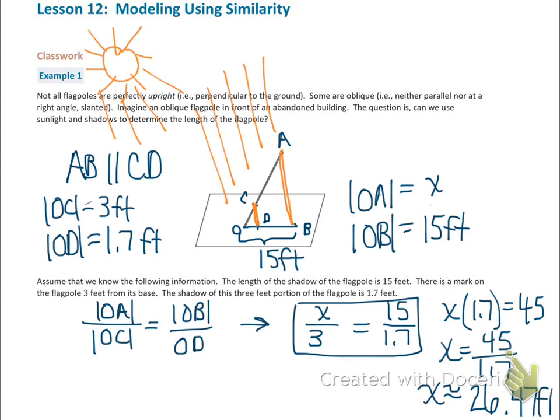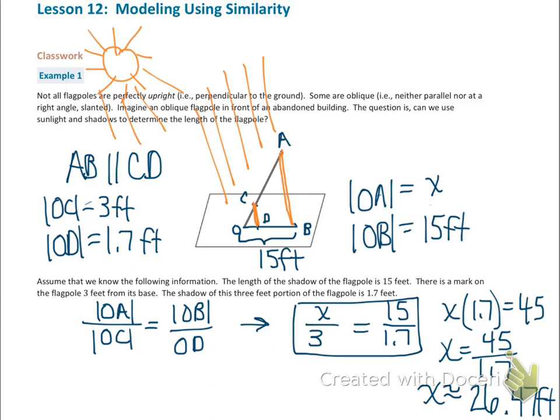So I should include feet in my answer. The length of the flagpole is about 26.5 feet. So it makes sense because the 3-foot portion cast a shadow of 1.7 feet, so a little bit more than half of the length was the shadow. And then the flagpole is 26.5 feet. It cast a shadow of 15. So the proportions check out in this situation.